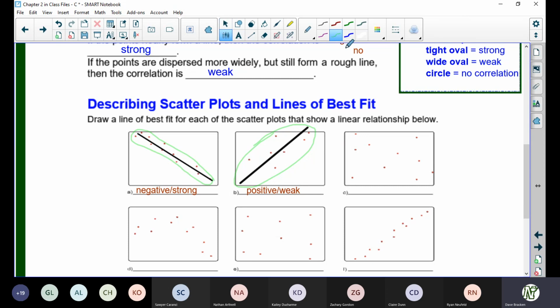This one here, I draw my oval. Here's my scatter plot. I draw my nice faint oval. And what I notice is when I try to draw my oval, do you see how I get a circle? This is no correlation. Don't put weak. It's not no correlation and weak. It's just simply no correlation. We're done.